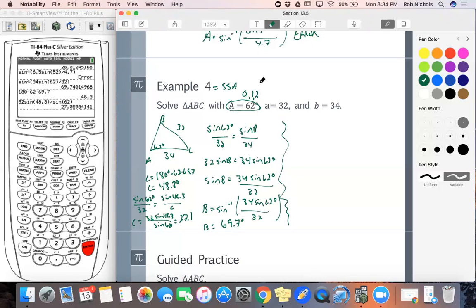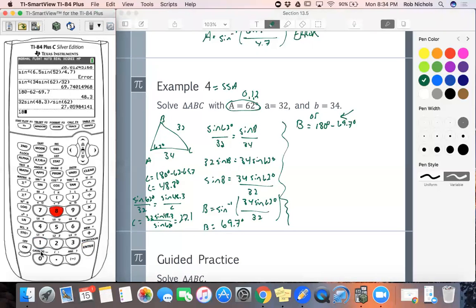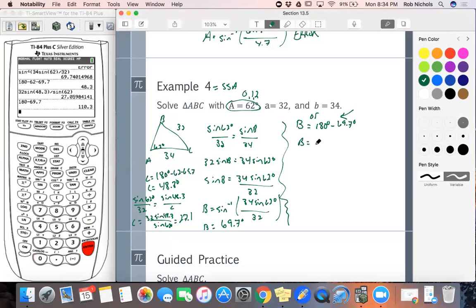Now, here's the hiccup. So we check for the second solution. B was 69.7, or B could be the supplement, so I subtract that from 180. The reason that happens is because, in the law of sines, sine is positive in quadrant 1 and quadrant 2. So we find the reference angle in quadrant 2, and that's why we subtract it from 180. 180 minus 69.7 gives us 110.3. So that's a possibility. That's a solution.